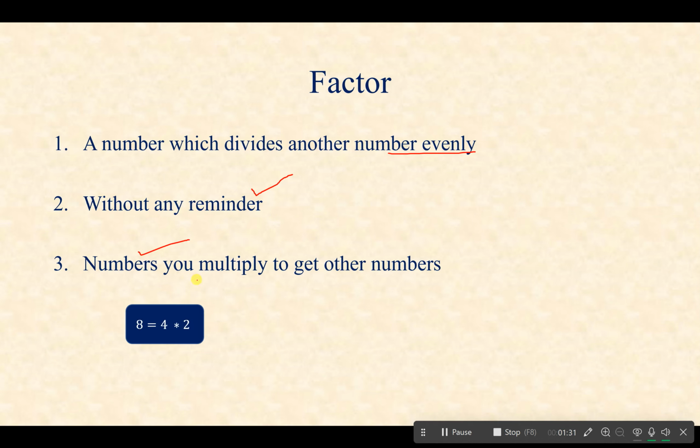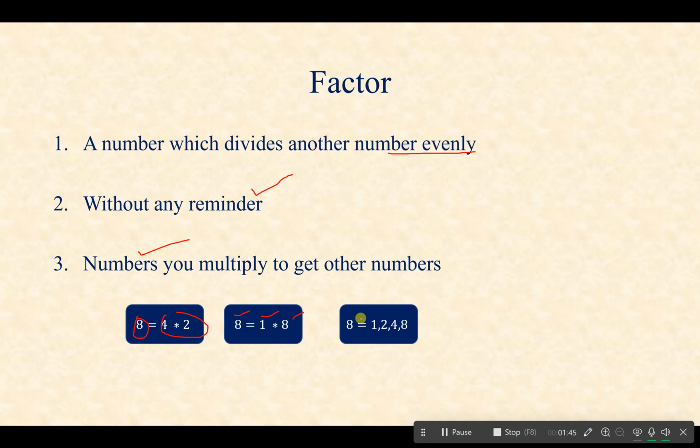We'll see some examples. For example, in order to get 8, you can multiply 4 and 2. So 4 and 2 are factors of 8. If you multiply 1 and 8, we will get 8. So 1 and 8 are factors of 8. So in total, which are the factors of 8? 1, 2, 4 and 8.